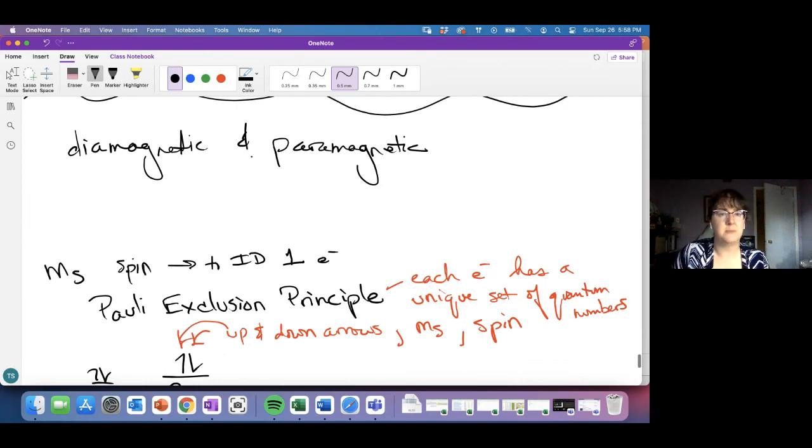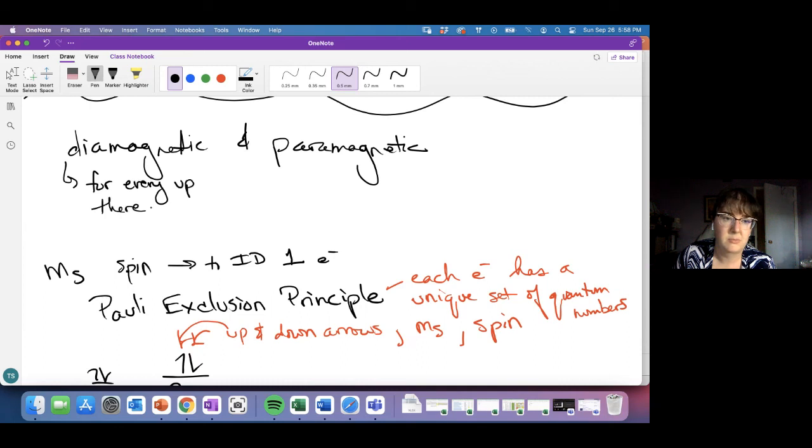So diamagnetic and paramagnetic, diamagnetic is the one where I'm going to describe this as for every up there is a down. In part because I like Sword in the Stone. And because if we do ask you guys something tricky, this is actually an easier way to understand what we say when we say electrons are paired.